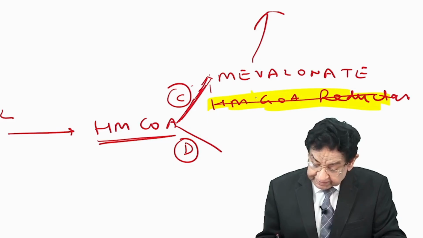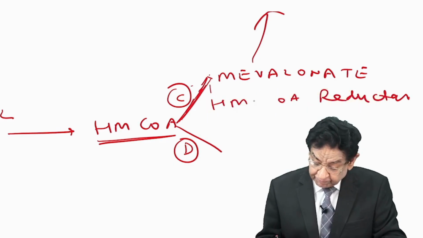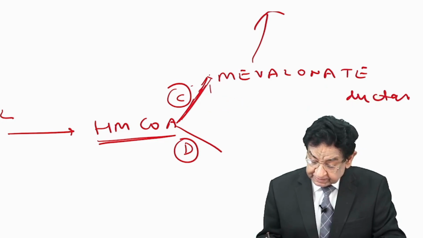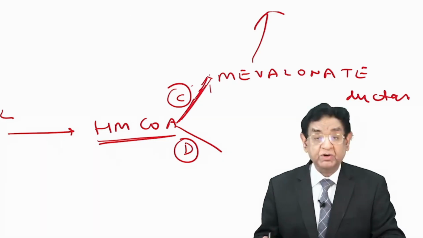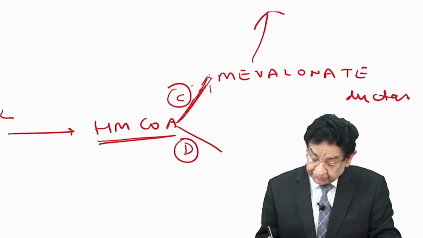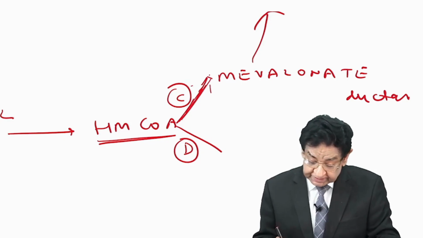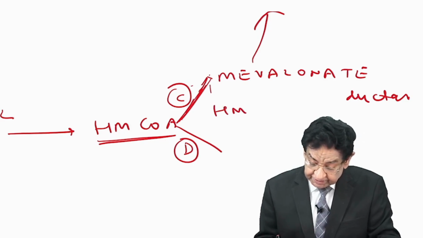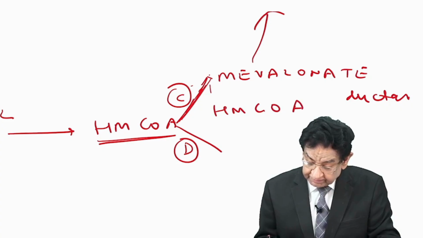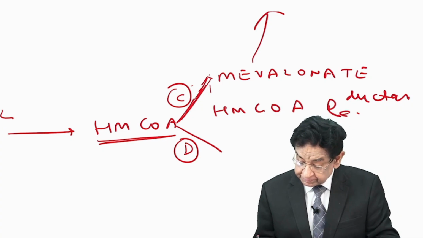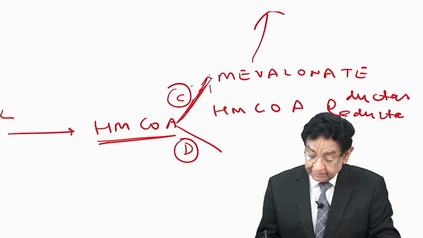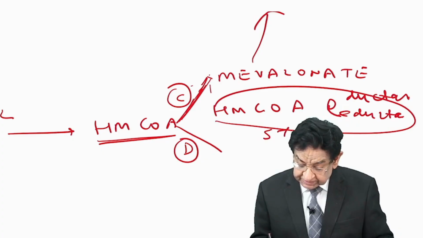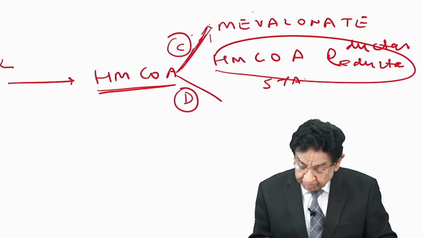Rate limiting step means it is this step. If you block this step, that means there will be reduced synthesis of cholesterol. So friends, what we got here is HMG coenzyme A reductase. And it is this which is blocked by the statins. It is this step which is blocked by statin.